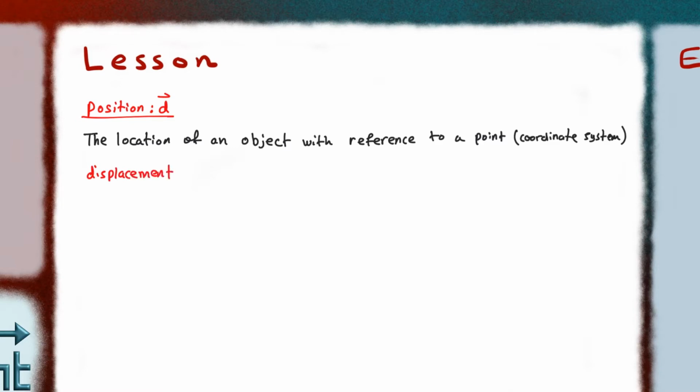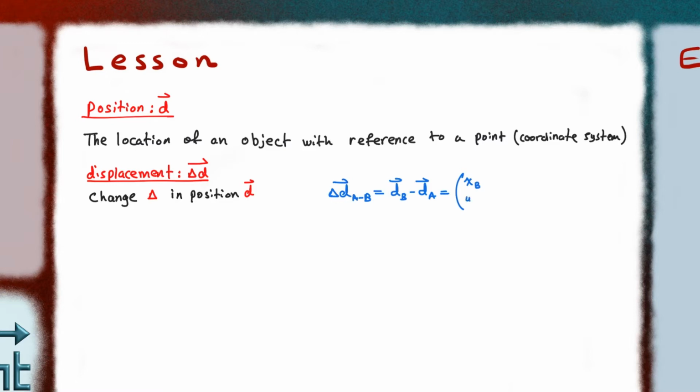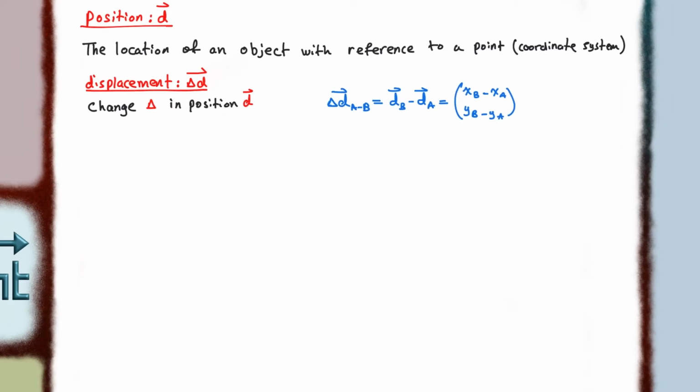Displacement is the change in position. The change is denoted by this triangle sign, which is delta, and position is just D with an arrow. Displacement or change in position between points A and B would be the position B minus position A. These are both vector quantities or kind of like position vectors. So all we do is we take the x and y component of position vector B and we subtract it by the x and y component of position vector A.